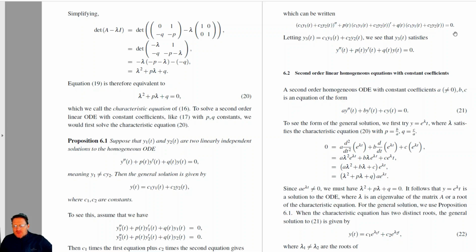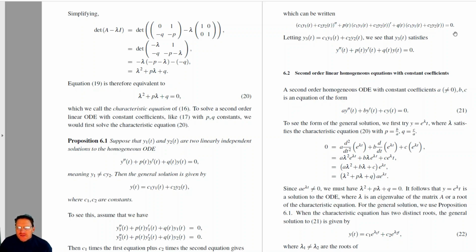Second order linear homogeneous equations with constant coefficients. A second order homogeneous ODE with constant coefficients, let's assume A is non-zero and B and C are constants, is an equation of the form A y double dash plus B y dash plus C y equals 0.